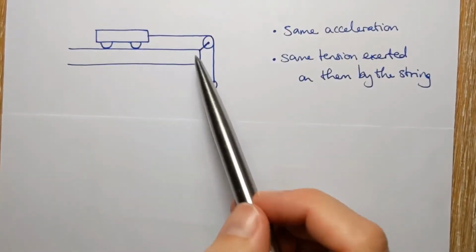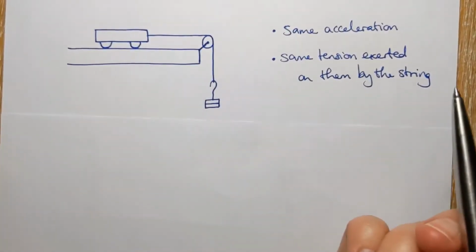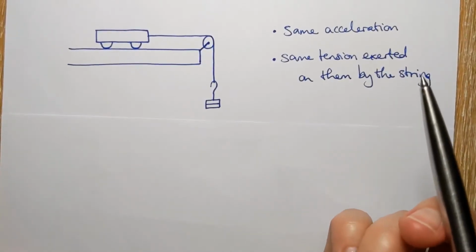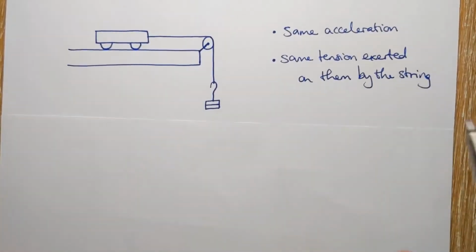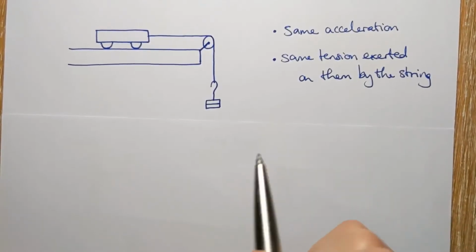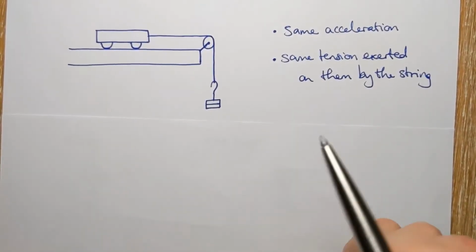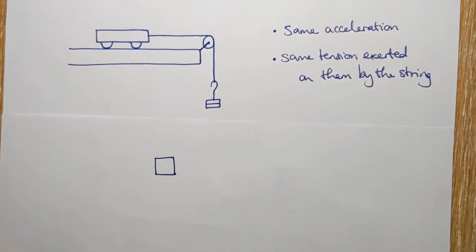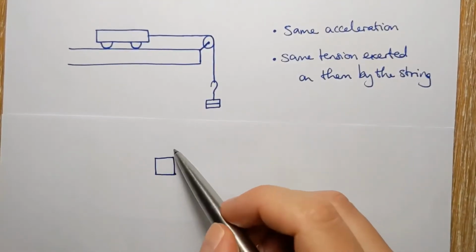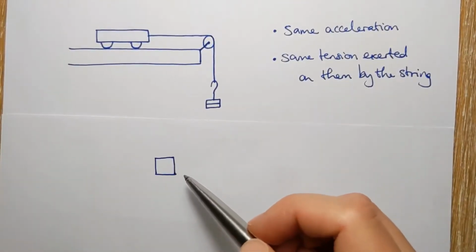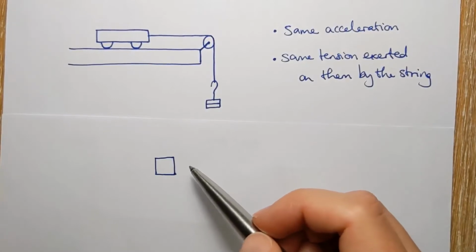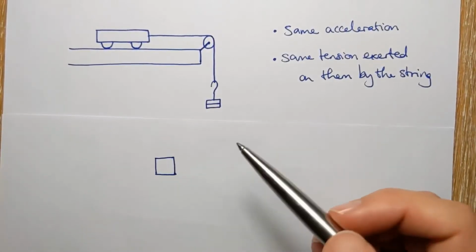Okay, but these two objects are attached together, so can't I consider them to be one object? Can't I treat them as one object? I can, but then my diagrams are going to again be different. When you draw the forces acting on an object, you only draw the external forces. What do we mean by that?